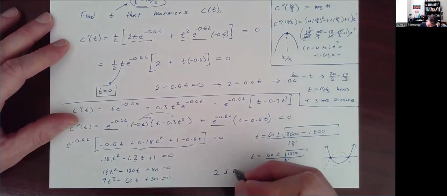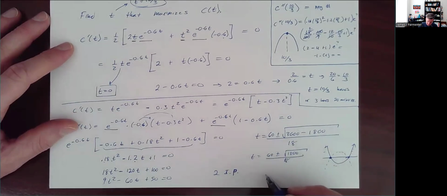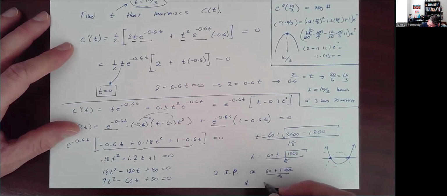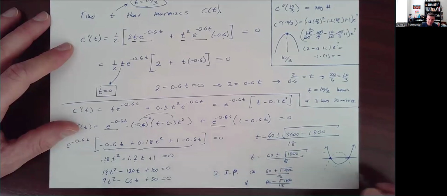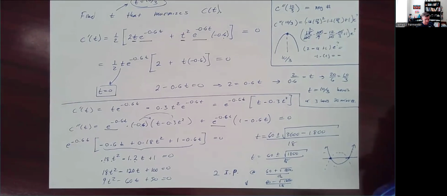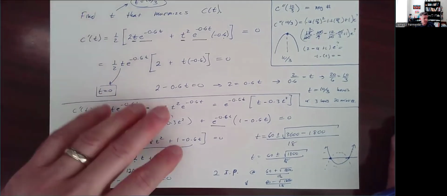So we have two inflection points, one at 60 plus root 1800 over 18 and 60 minus root 1800 over 18. The numbers on this problem are a little bit gross. I'm not gonna lie. This one's extra gnarly. So yeah. All right. Continuing on, problem 13.